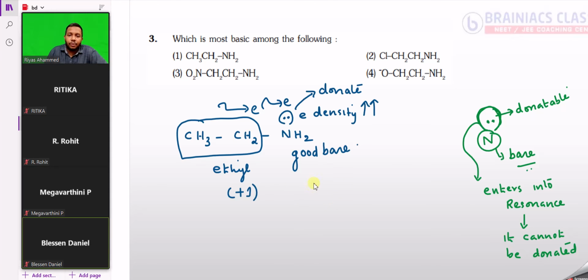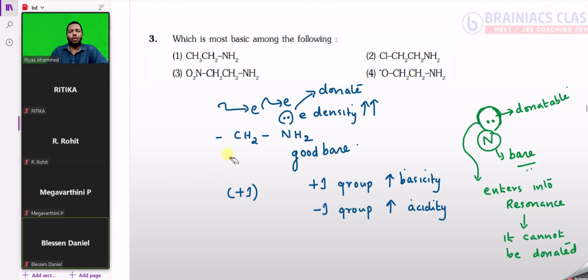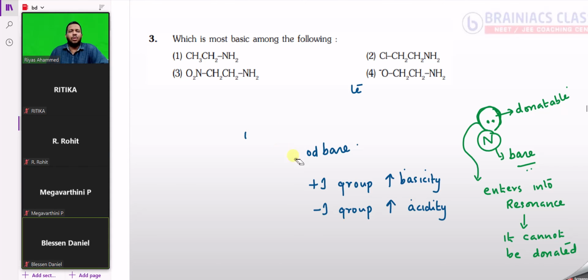That means if a plus I group is connected, a plus I group always increases basicity, and a minus I group always increases acidity. This is the shortcut to remember. Okay, now let's start analyzing the next question. But don't remember it like this. Always analyze the question and do it. That is what I would like you to do, because you don't want to just remember things.